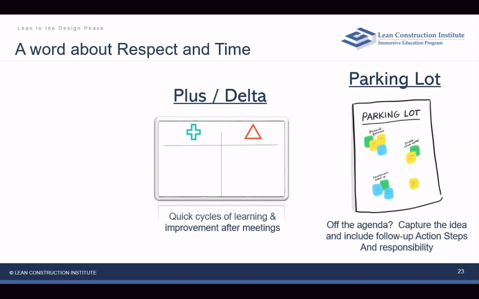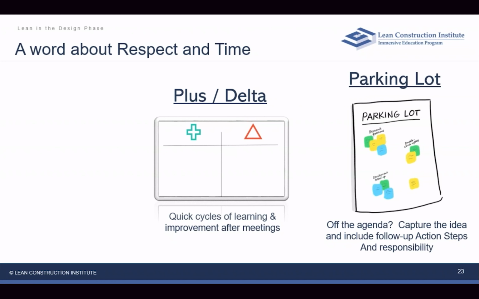And another one is the parking lot. Often people will go off agenda. They'll find something really important that needs to be talked about, but maybe that meeting is not the place for it. So throwing up either a spot on a whiteboard or a big giant sticky, putting that poster board up and just saying parking lot, and then managing that throughout the meeting, is a respectful way to acknowledge when people have really important things, but it's not the time for it.